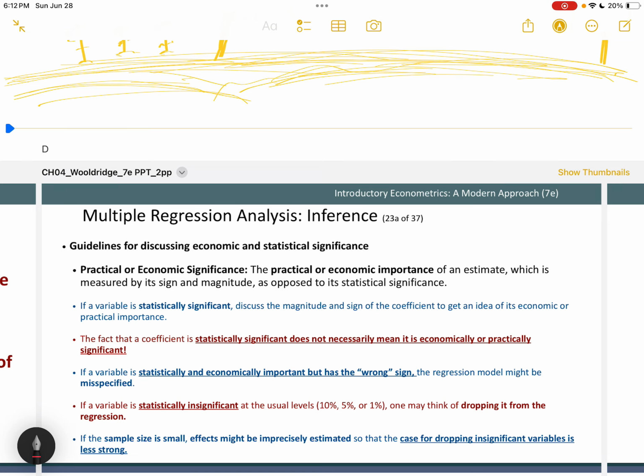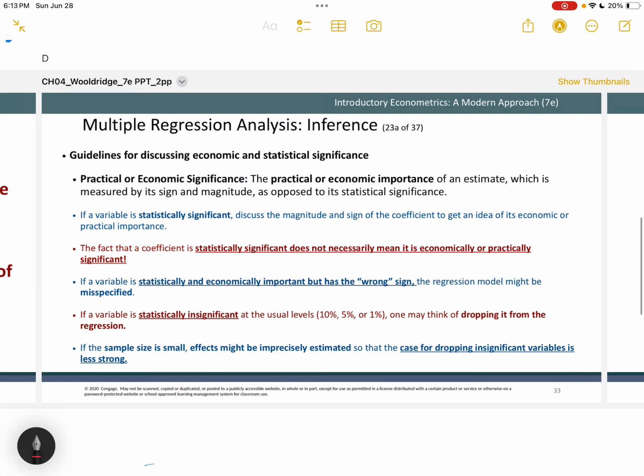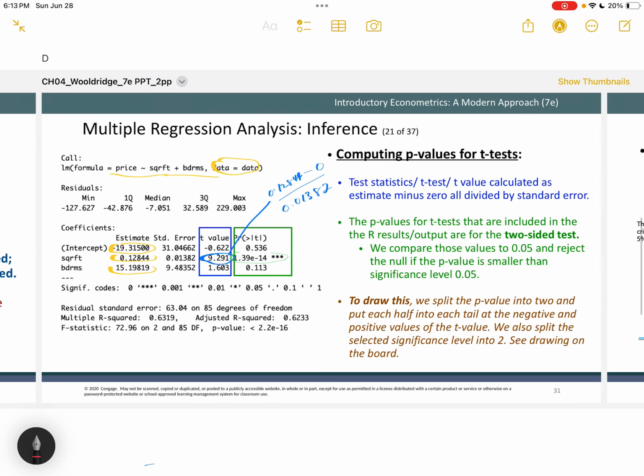What's the difference between economic or practical significance and statistical significance, and are they saying the same thing? Not really. Practical and economic importance of an estimate that you calculate is measured by the sign and the magnitude of your coefficient. The sign and the size of your coefficient will point to some practical or economic significance.